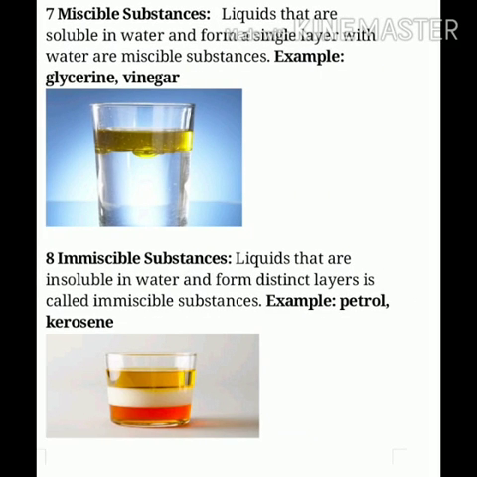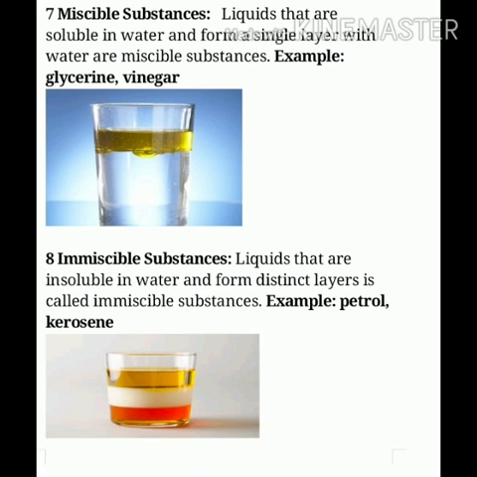Now, miscible and immiscible substances. Soluble and insoluble substances are either solid or liquid, but miscible or immiscible substances are liquid only. What are miscible substances? Liquids that are soluble in water and form a single layer with water are miscible substances. Example, glycerin, vinegar. Miscible liquids are basically soluble in water and they form a single layer with water.